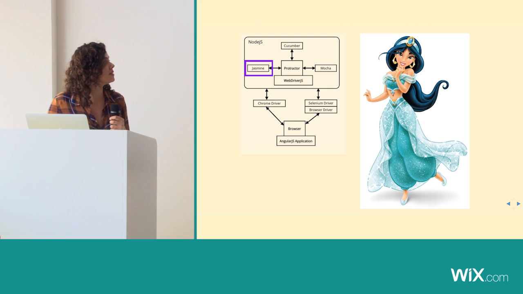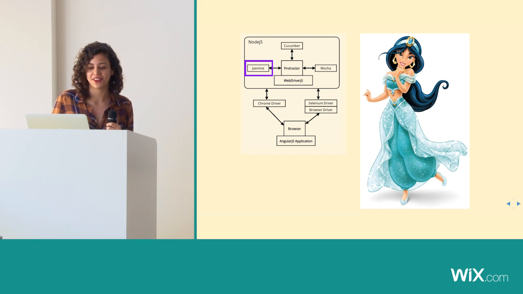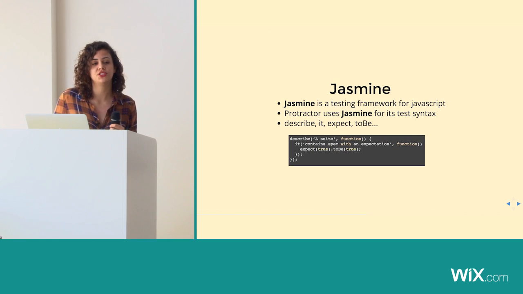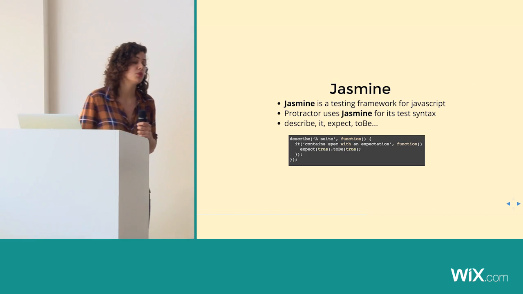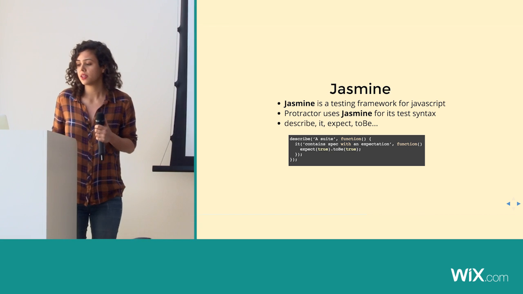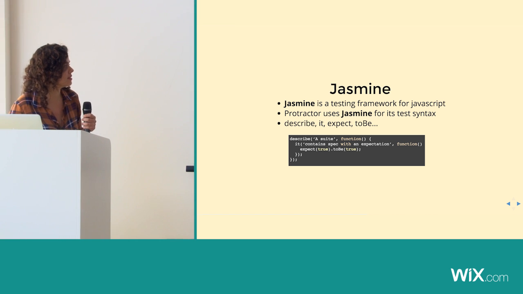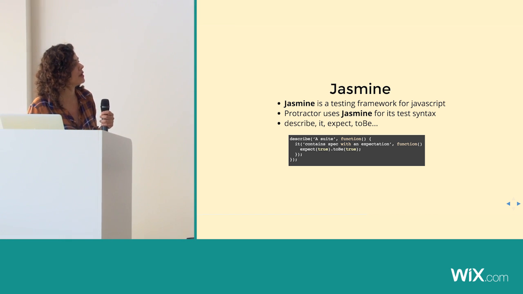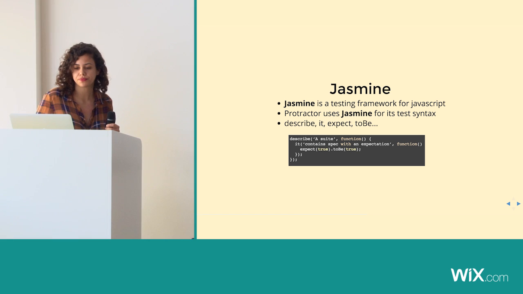All right. What are we going to talk about now? Any guess? Yeah. All right. So we're going to talk about the Jasmine framework. Protractor uses the Jasmine framework for its test syntax. We can see in this little example the describe, the it, the expect, and the toBe matcher.